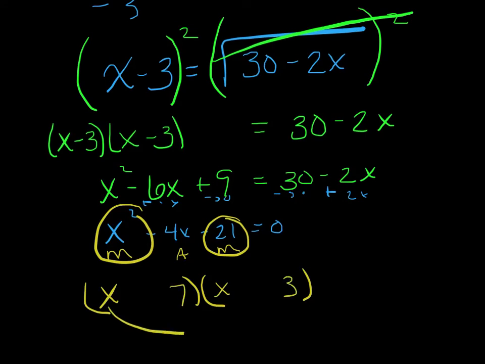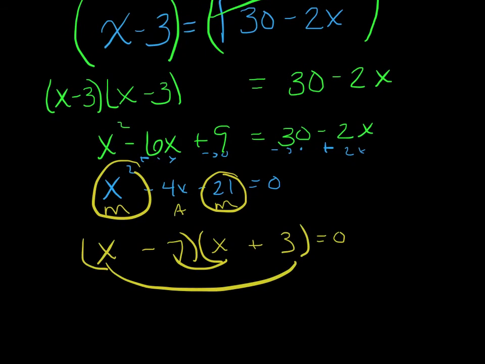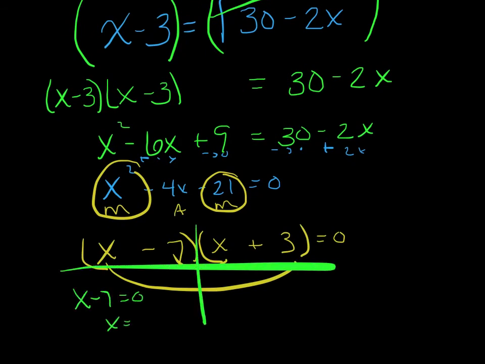And can I make a negative 4 somehow? Well, if that 7's negative and that 3 is positive, I believe that gets me a negative 4. And I'll quickly tee it up and solve. X minus 7 equals 0, therefore x equals 7. X plus 3 equals 0, therefore x equals negative 3.